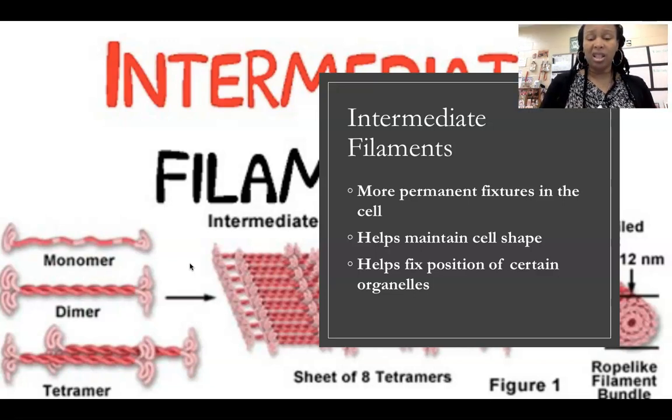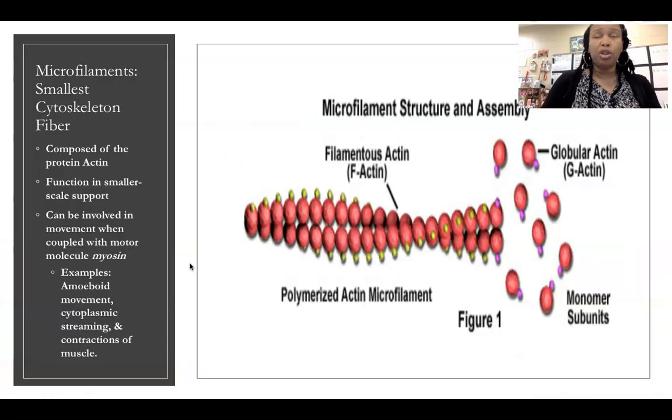So the nucleus is anchored, and your ER and things like that are going to be anchored into certain positions, which is why we need transport vesicles to get certain things from one organelle to the other one, because the other organelles are going to be anchored in that cell. And the anchoring is due to the intermediate filaments, which brings us to the last type, the microfilaments.